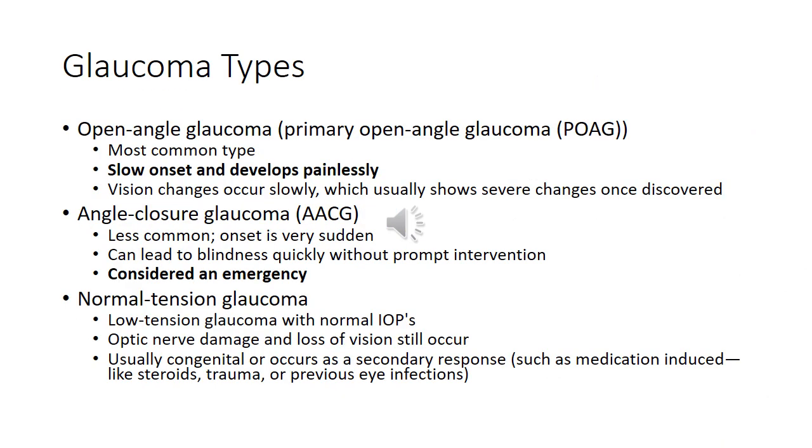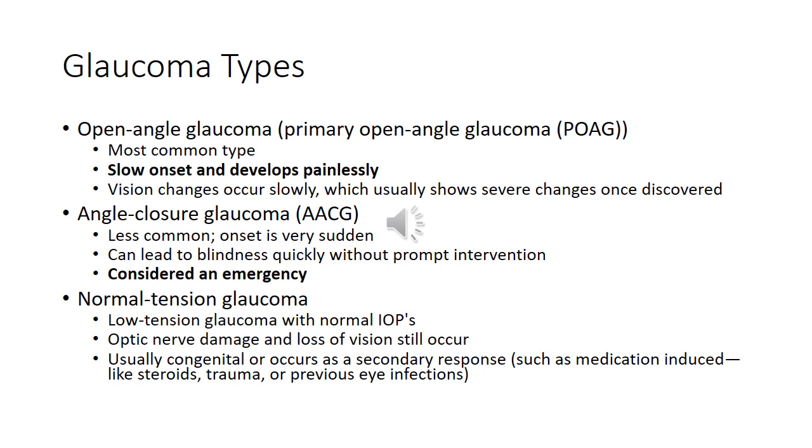Open-angle glaucoma, also known as primary open-angle glaucoma, is the most common type of glaucoma. The onset is slow and it develops painlessly. Vision changes occur slowly. Angle closure glaucoma is less common and it has a very rapid onset. It can lead to blindness quickly without prompt intervention. Angle closure glaucoma is considered an emergency.